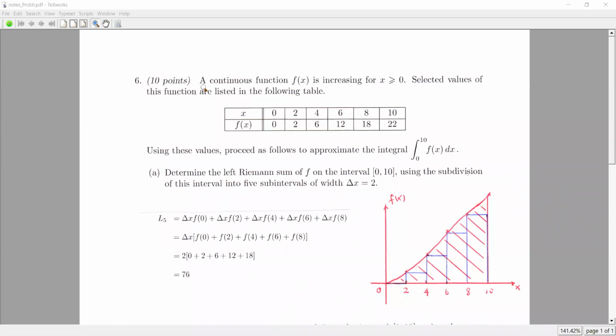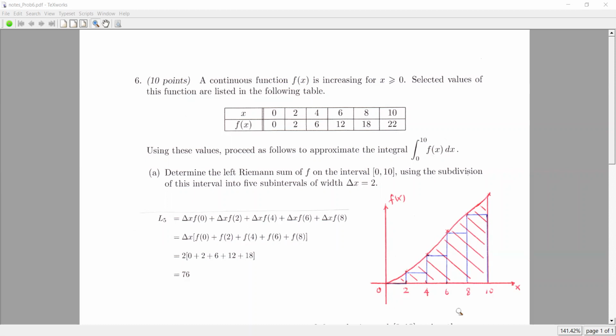Problem 6. A continuous function f is increasing for x greater than or equal to 0. Selected values of this function are listed in the following table. Using these values, proceed as follows to approximate the integral from 0 to 10 of the function f.